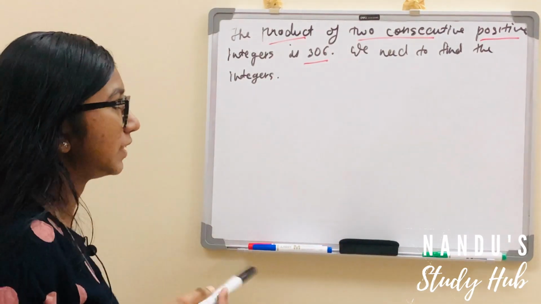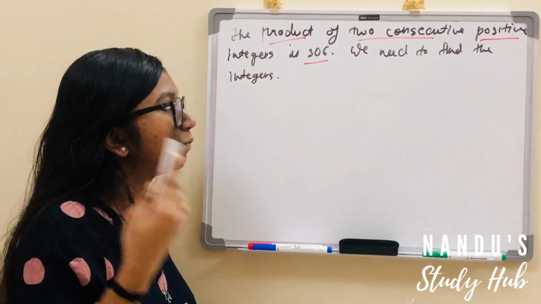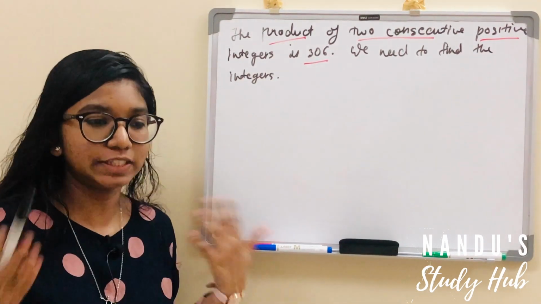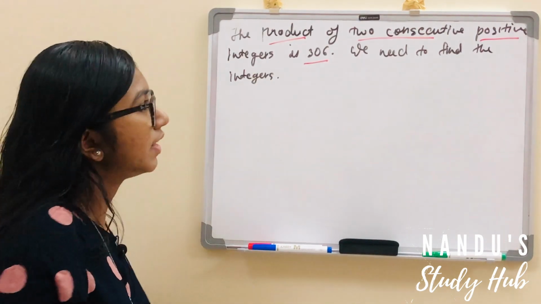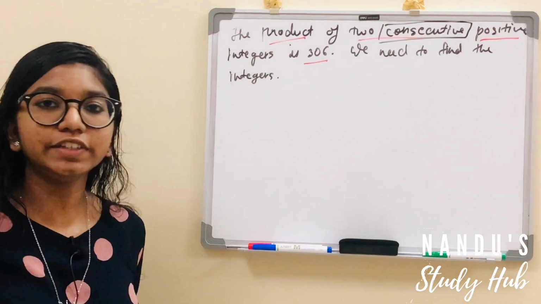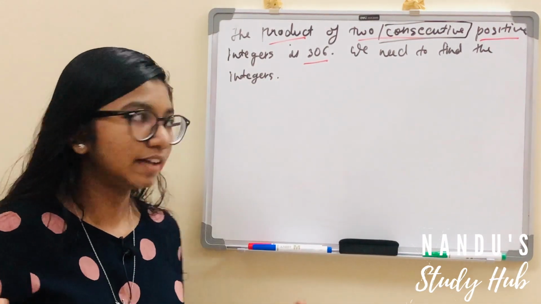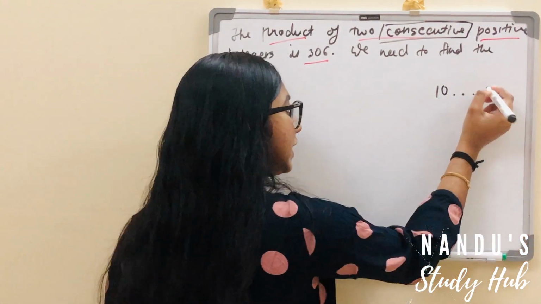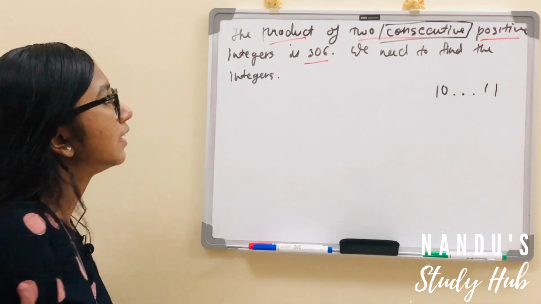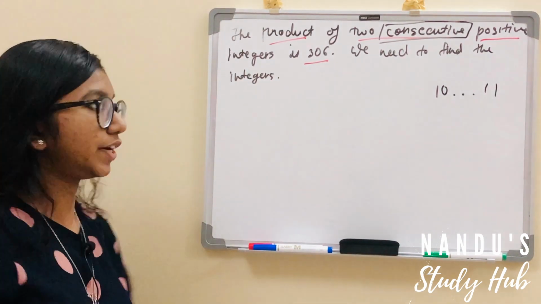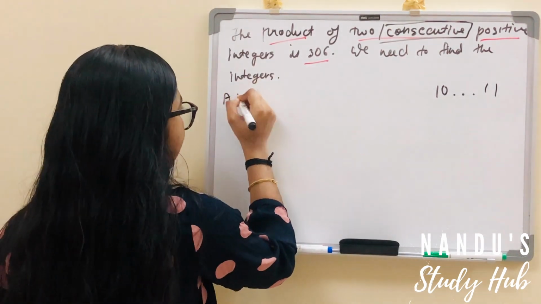So the question tells me that the product of two consecutive positive integers is 306, which means that when I multiply two numbers, I get 306. Now, what does this term consecutive mean? Consecutive means one after the other. Like if I take a number 10, the consecutive number will be 11. So when I multiply two near numbers, I'm getting 306. Let's move on to the answer part.